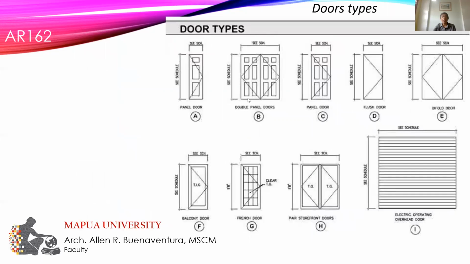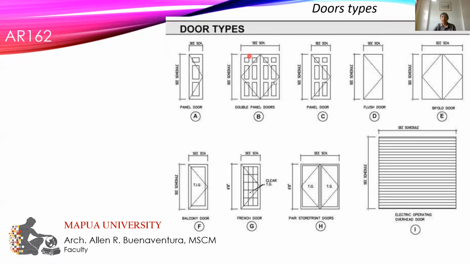We have the panel door. We have the double panel door here. This indicates the door swing. The end of the triangle is where the hinges are. Okay. As you can see here, this is the hinge area. This is the hinge. So the door will swing on that side. This one is the hinge. This one is the hinge area. So this is the door swing. It's going on this side.